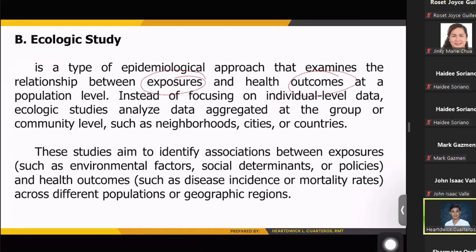Meron po bang makaka-differentiate? Anyone in the group? Ma'am, sir? What is an exposure and an outcome? Ma'am Heidi Soriano.